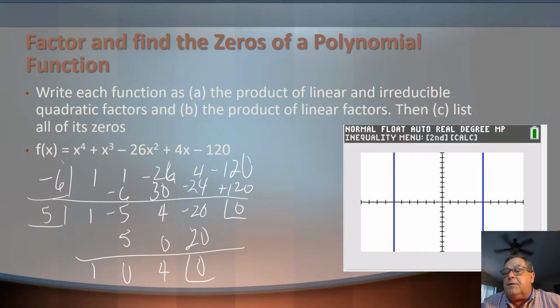So we've proved with synthetic division that one of our zeros is negative 6. One of our zeros is 5. And then I've got this depressed polynomial, which is going to be x squared plus 4. And that is an irreducible quadratic factor. But we're going to keep on going. So let's head to the next slide so we've got a little room to work.